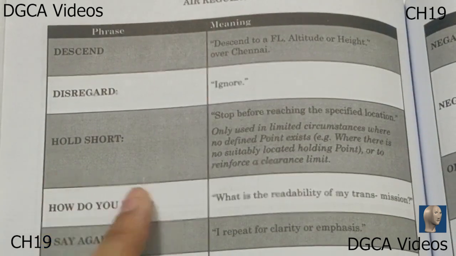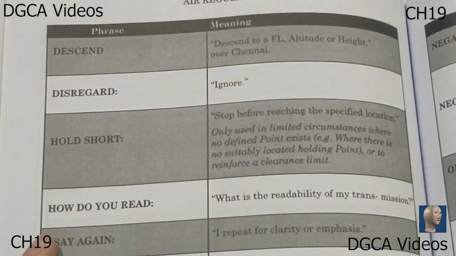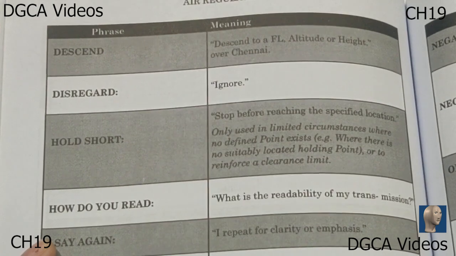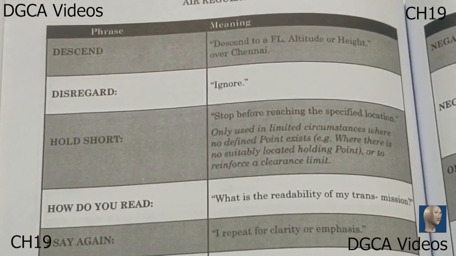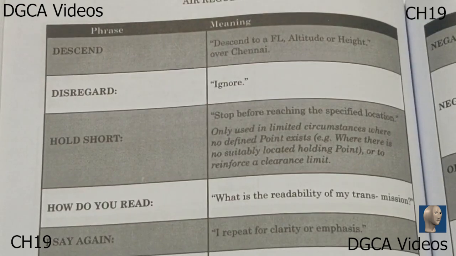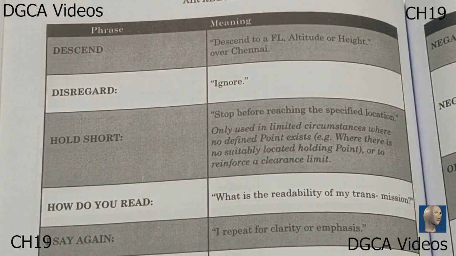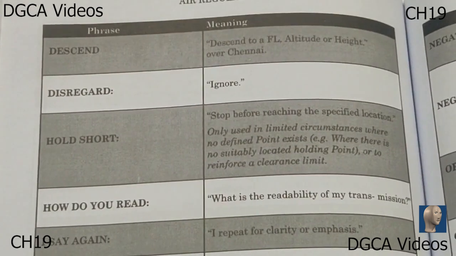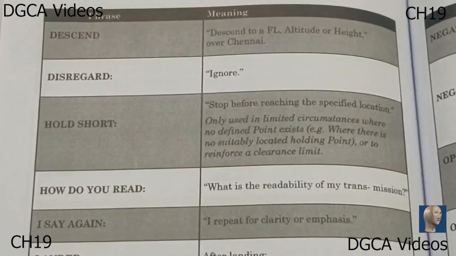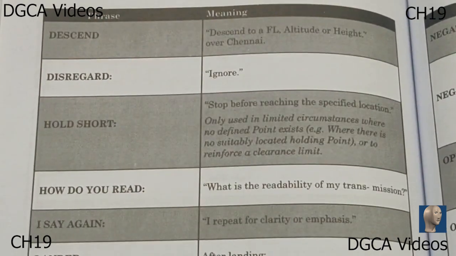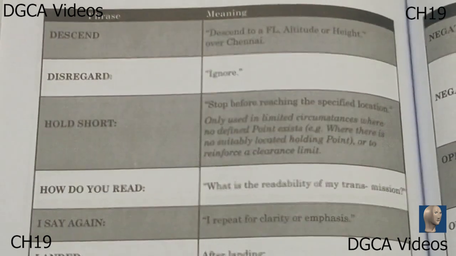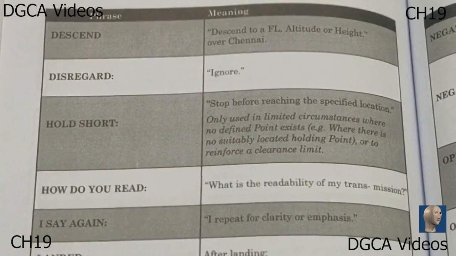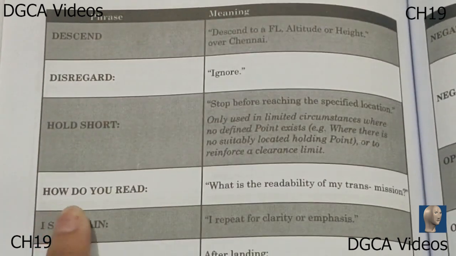Hold short means stop before reaching a specified location. They are usually said that hold short runway 27. That means you don't have to enter runway 27, you have to hold short of it. Okay. Then you have, I'm sorry if it is not focusing. Yeah. How do you read? That means what is my readability? You will be asking before establishing communication, or if there is any failure in communication or the communication has dropped in between, in that case you can ask them whether you are able to hear them properly. So you'll be asking for how do you read.